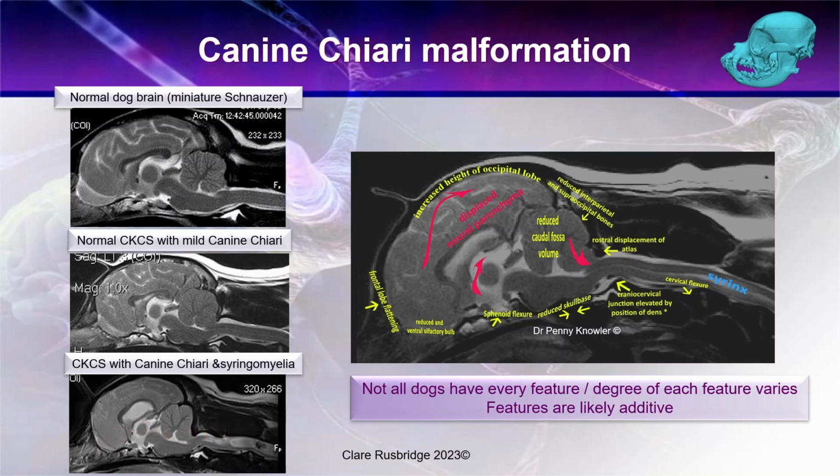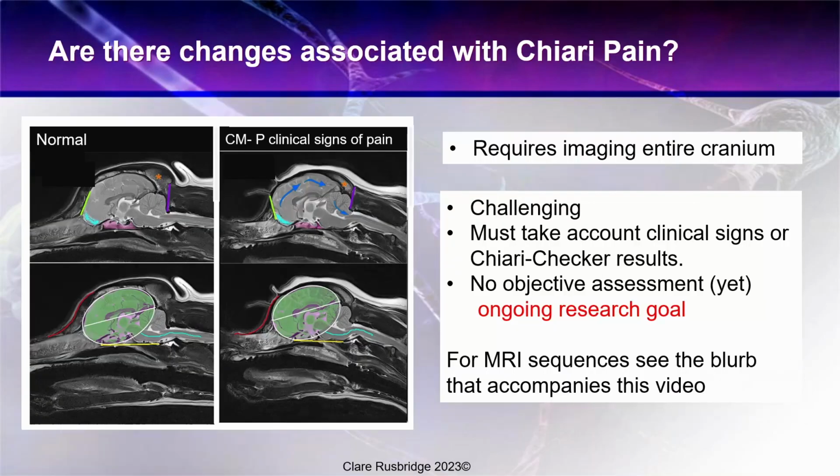So, when you're first assessing one of these dogs, and bearing in mind they don't come with these little labels on, the first thing that you want to look at is, are there changes associated with Chiari pain? We have the normal here with all of the different changes marked on it, and the abnormal here. Again, they don't come with those labels on.